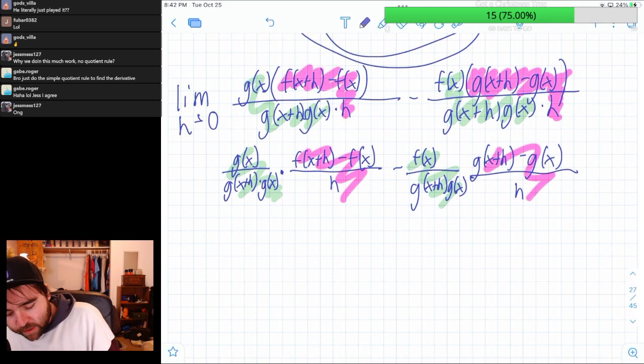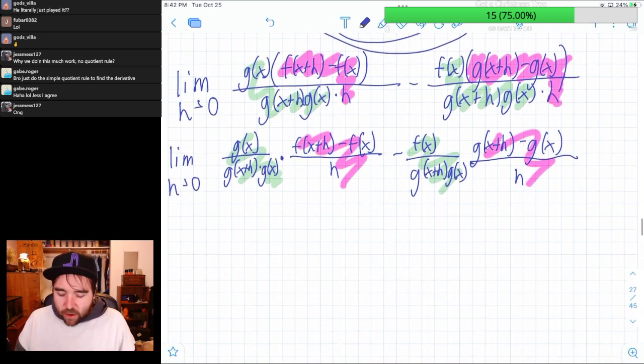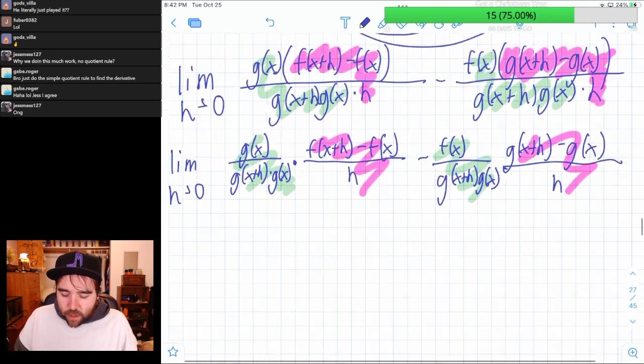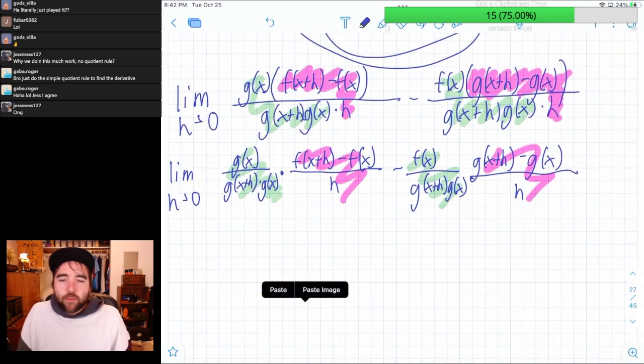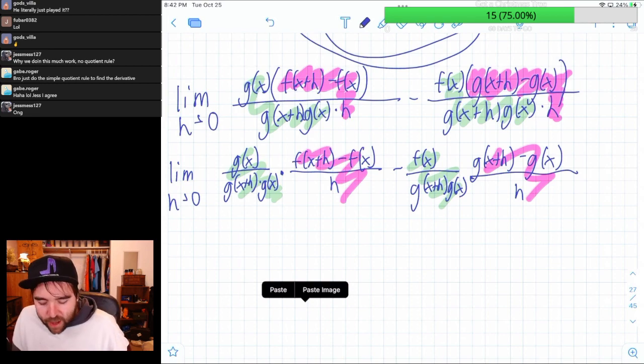And of course, it's the limit of all these things. The limit as h approaches 0. And now we're ready. Because now if we've got all this stuff multiplied and subtracted, we can just take the limit and plug in 0 for all of them. And so what happens when we do that?